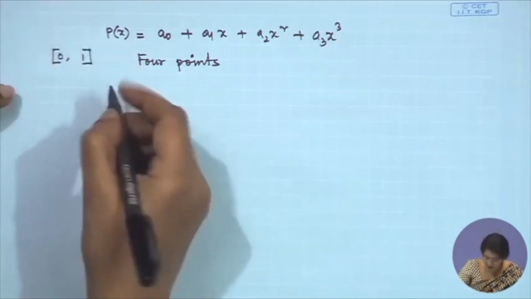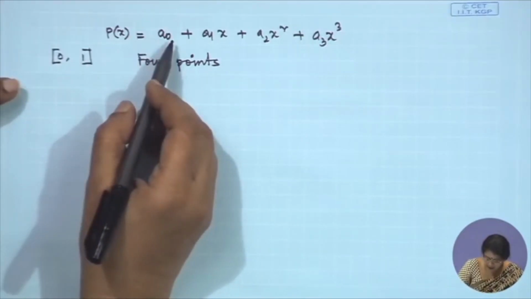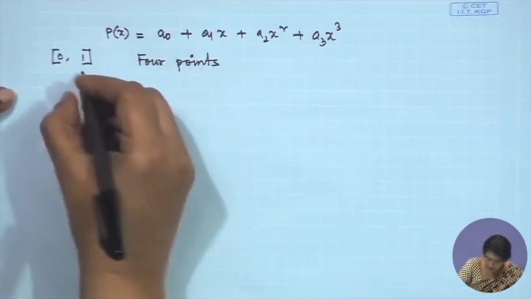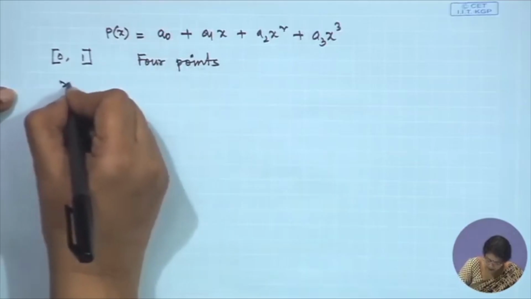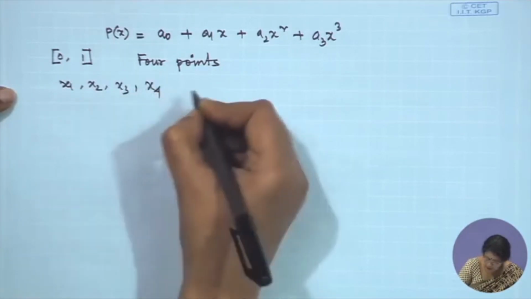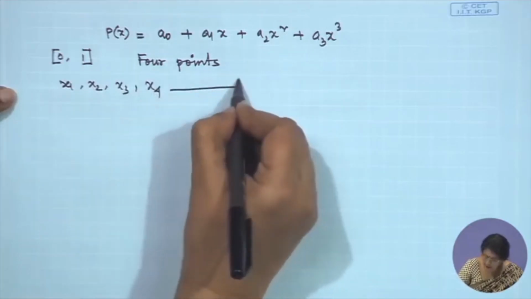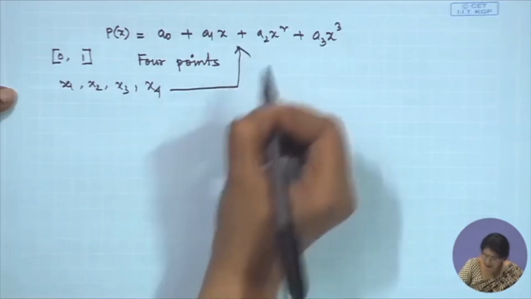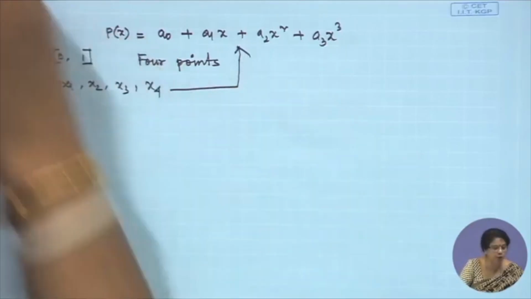And again we can have x1, x2, x3, x4, and if I proceed in this way, then we can again fit a nice cubic polynomial here like this.